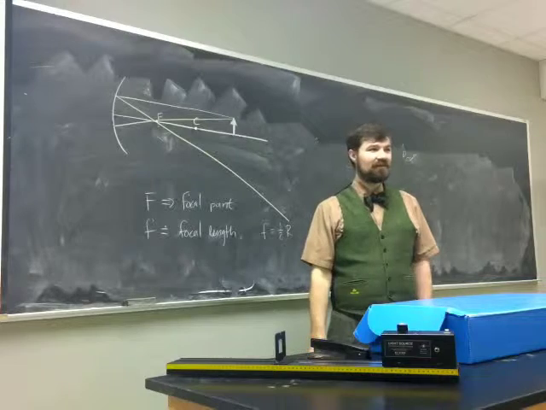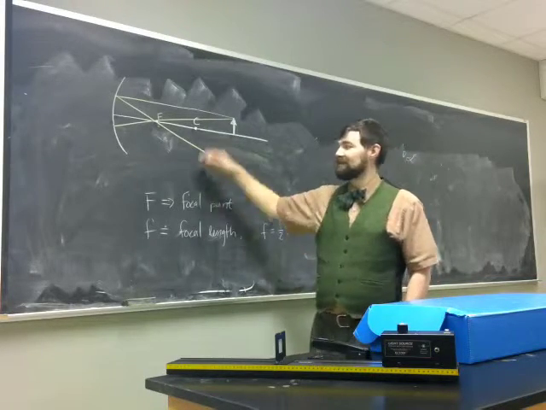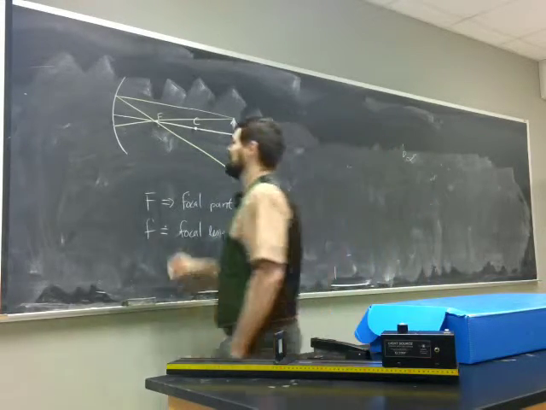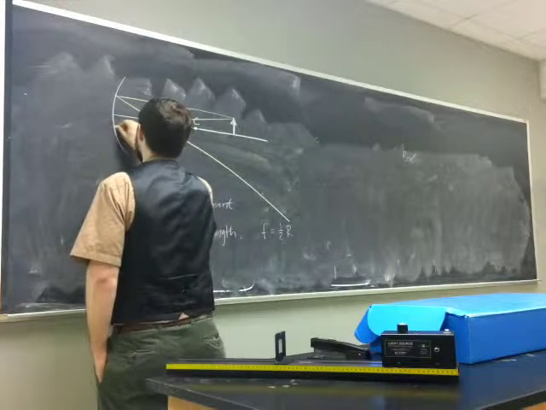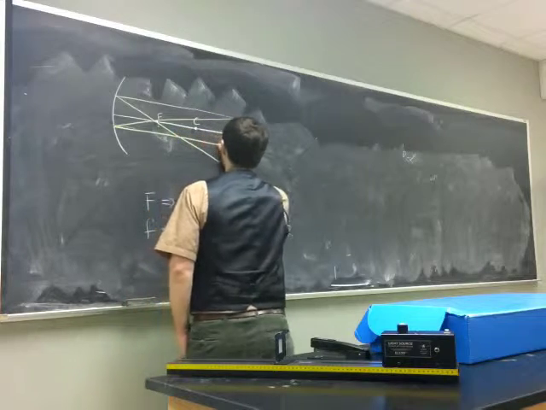It's got to reflect parallel to the axis. In other words, these reflections are sort of reversible. So this ray has to reflect parallel to this axis.